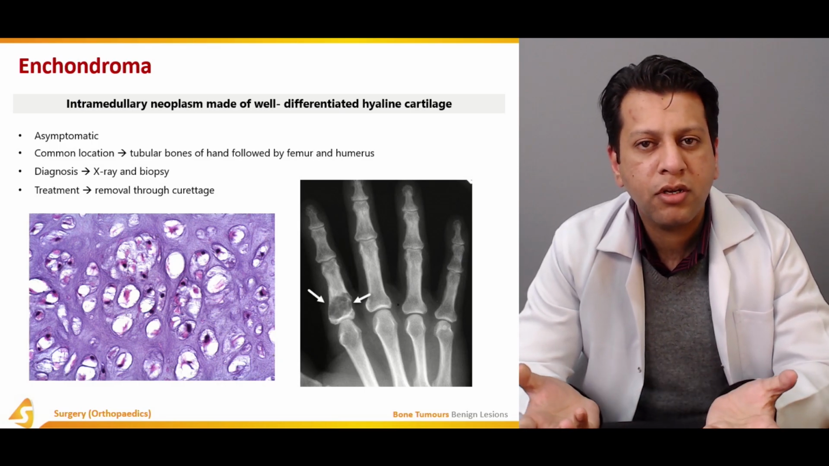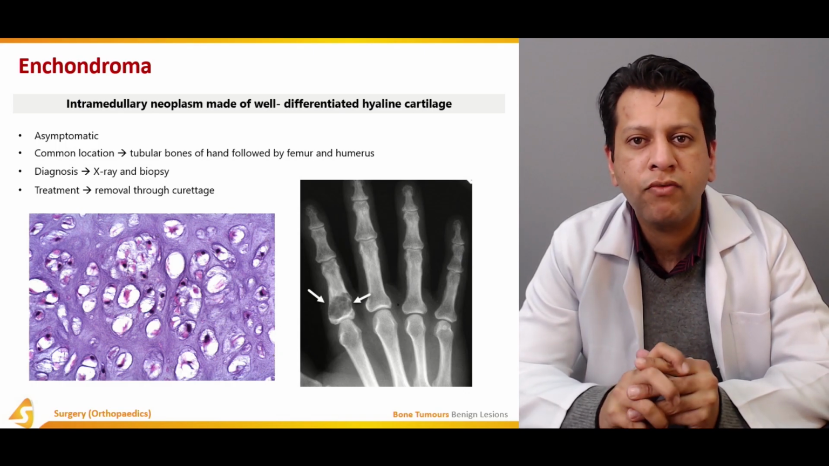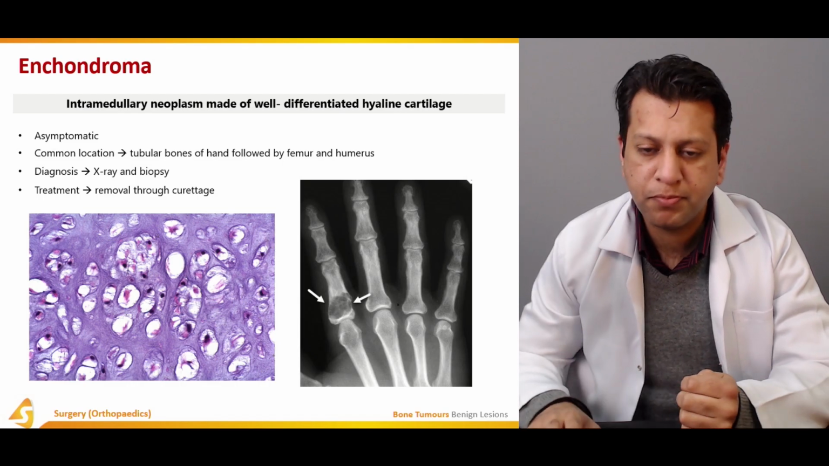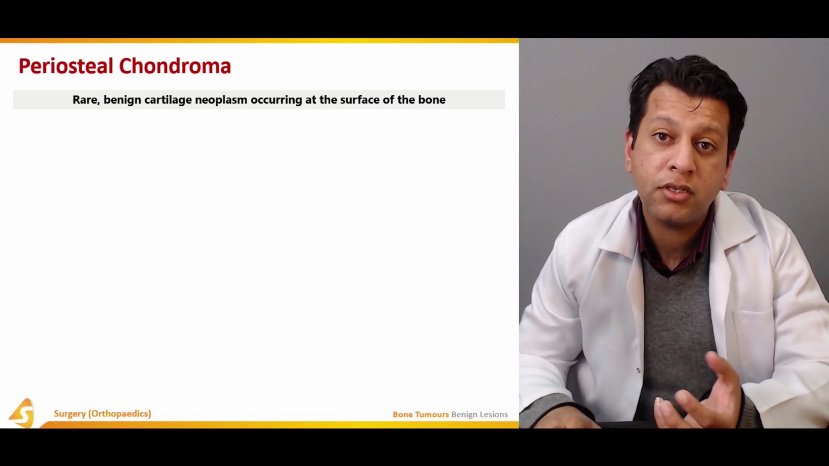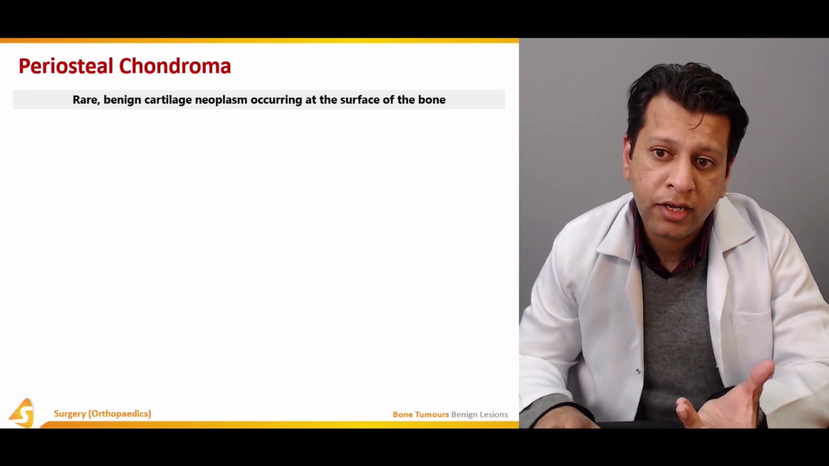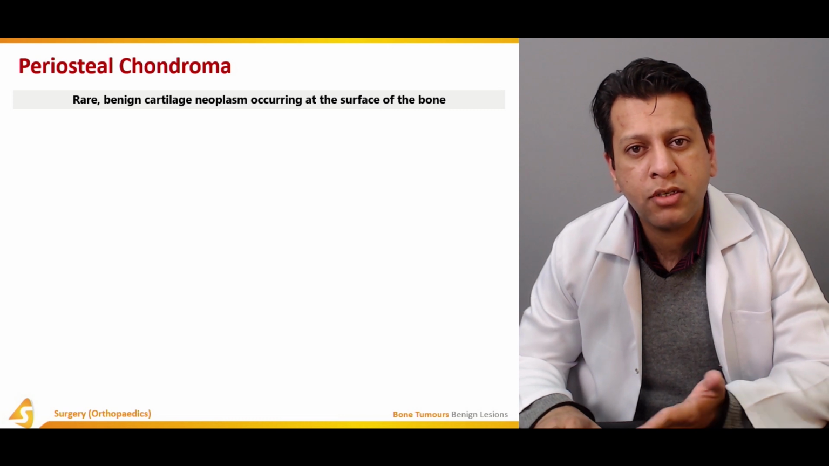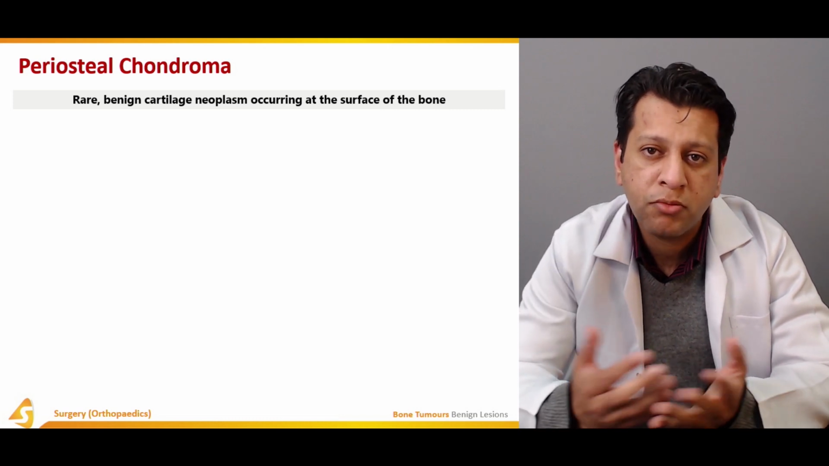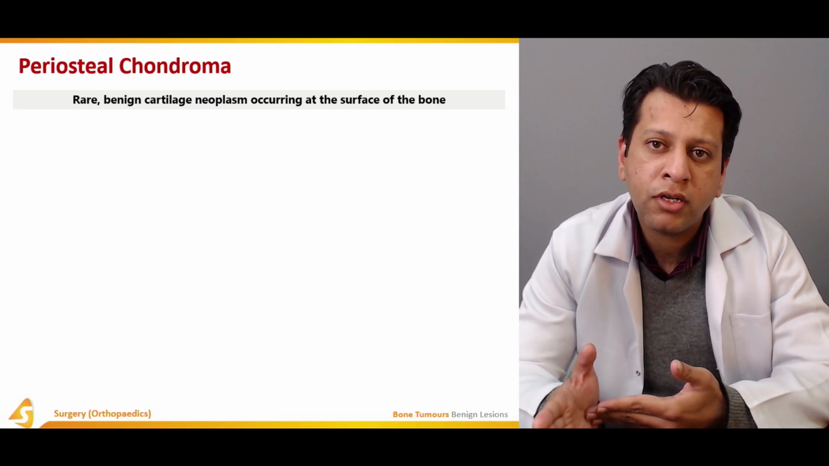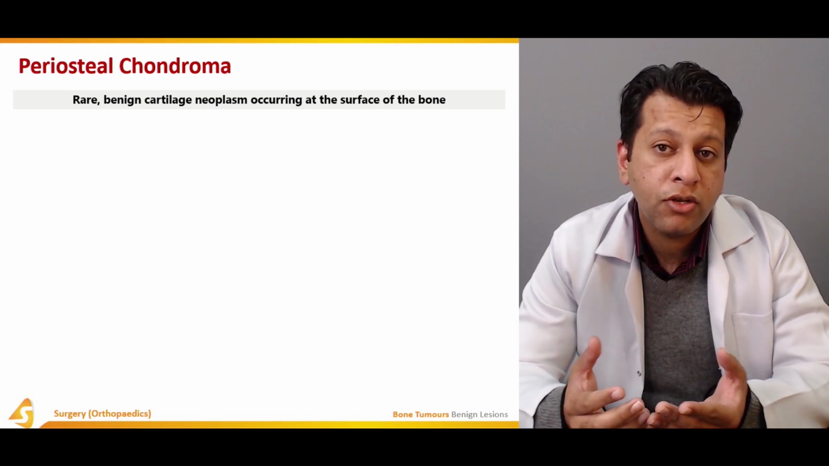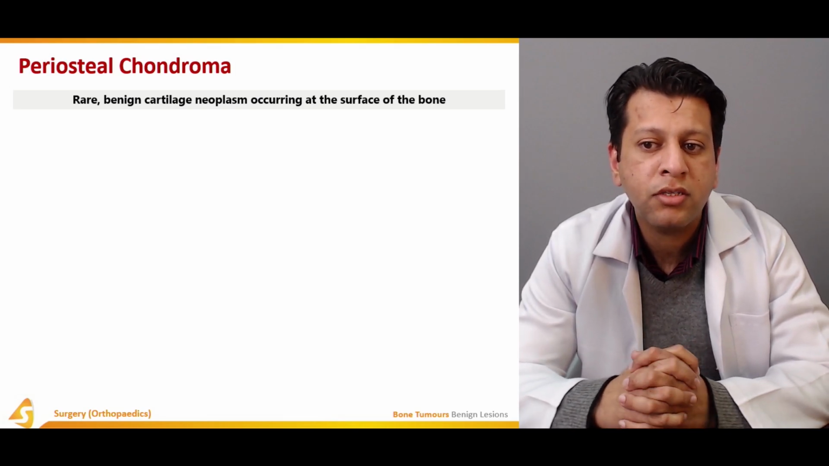Usually the treatment is extended curettage using argon beam therapy with high speed burr and use of bone cement or bone graft. The other is periosteal chondroma. Again, as the name suggests, it's a chondroma of the chondroid variety, but periosteal means just outside the periosteum. As the periosteum covers the bone like a sleeve, a chondroid lesion just abutting the outer cortex is most likely a periosteal chondroma. It's a rare benign cartilage neoplasm occurring on the surface of the bone.